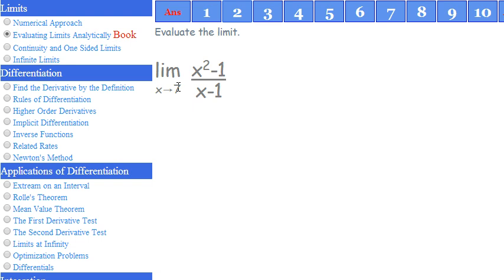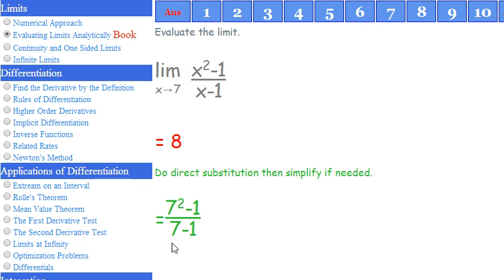But this is a 7, and we can actually get an answer here, which happens to be 8. 49 minus 1 is 48, and 7 minus 1 is 6, and 6 goes into 48 eight times. But if this were a 1 here, with x approaching 1, we would have to factor it out. We've got lots of examples, and you'll see them in other videos as we get into that.